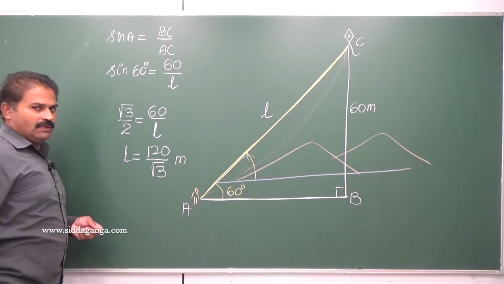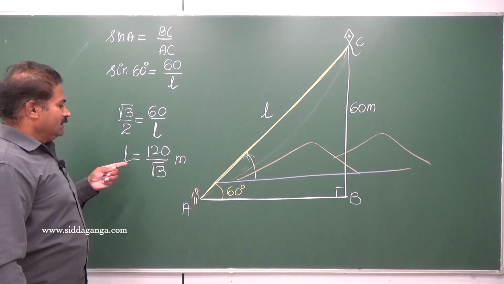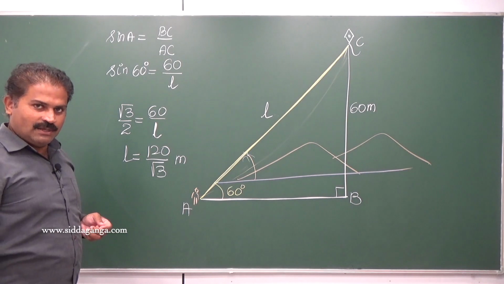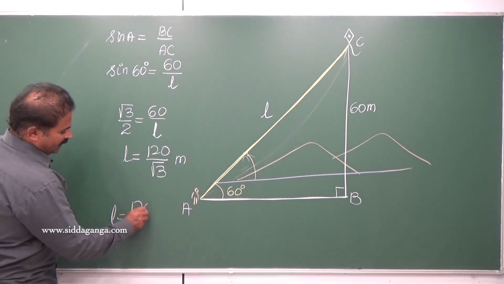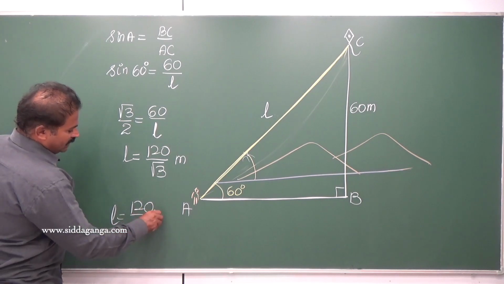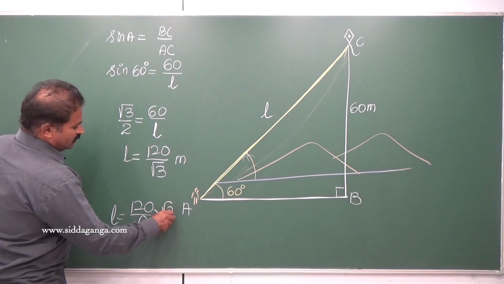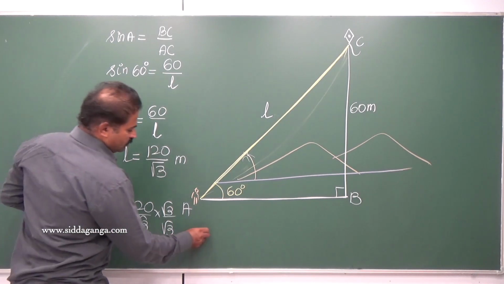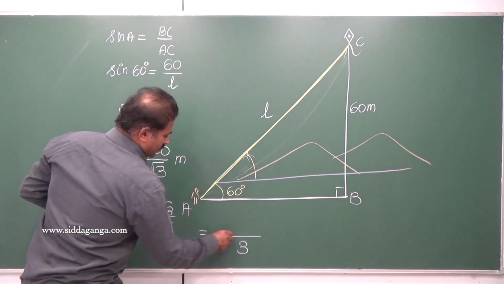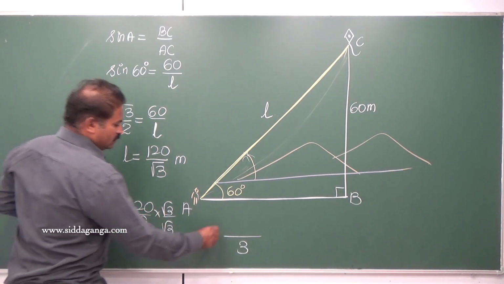So will this be okay? No, you need to simplify by rationalizing the denominator. So how are you going to do that? So L is equal to 120 by root 3. So you multiply and divide by root 3. So root 3 into root 3. Root 3 into root 3 is 3. Upon that you have 120 into root 3.